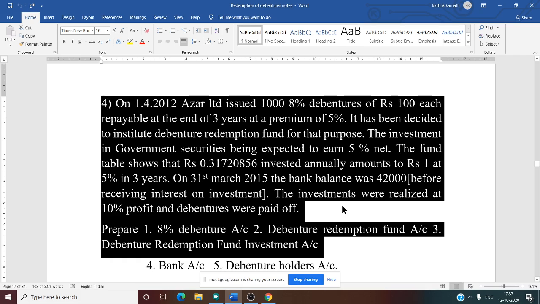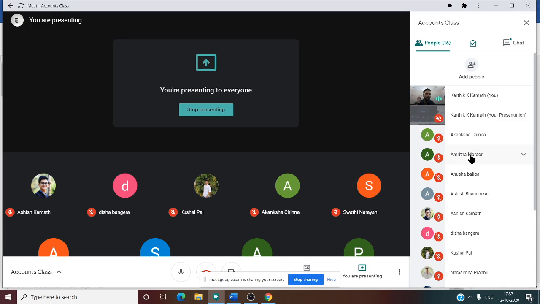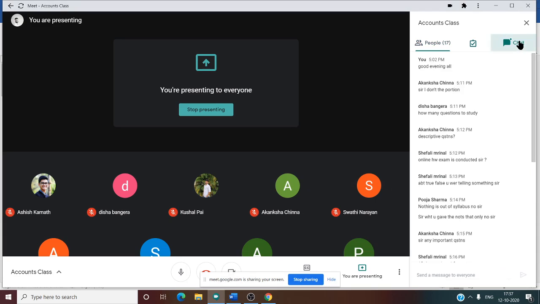So here the annuity value is given. What is the annuity value? For 1 rupee, 0.3172 is to be kept aside. For the remaining, that is the payment amount, how much do we need to keep aside from the profit and loss account? How to calculate now? What is the payment amount from the company? Can you tell me?